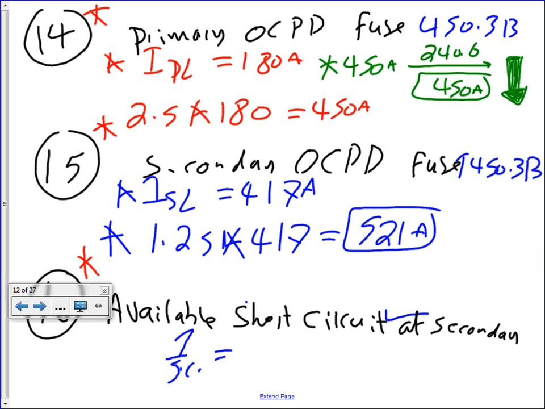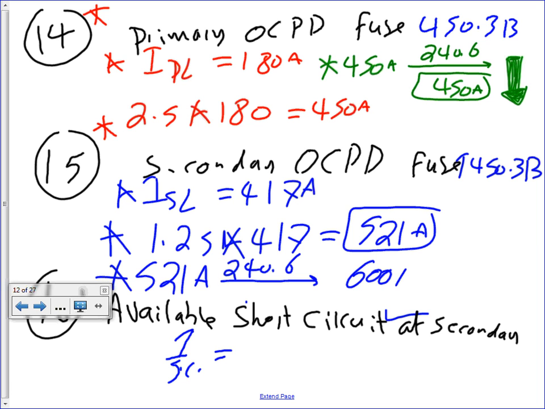And the last step, my friends, is you take 521 amp, take it to 240.6. That will give you a healthy 600 amp. And if it's not a standard, you go up. Okay? And here's the size of my fuses. How many fuses, Aaron? 3 fuses. Zach? One per phase. Yes, so I need 3 600 fuses.